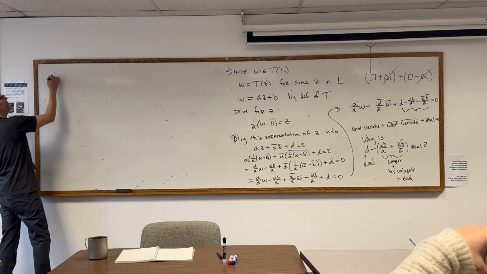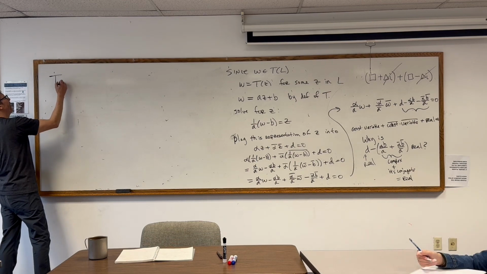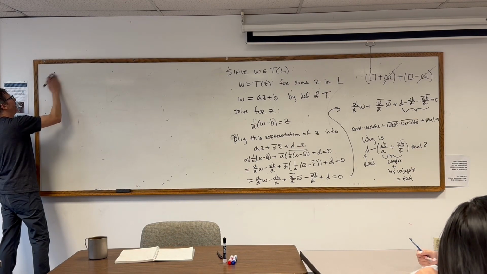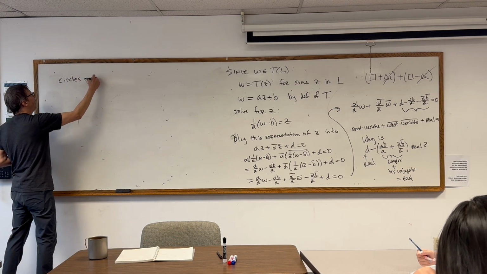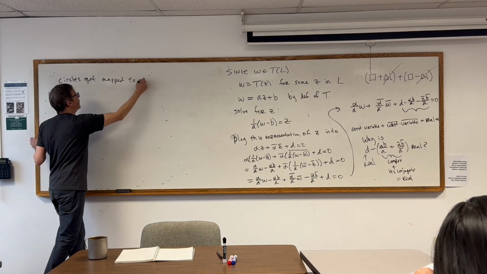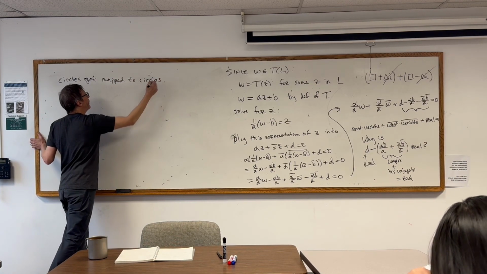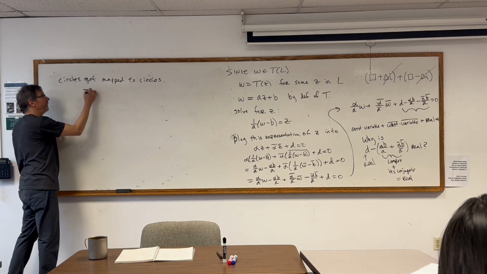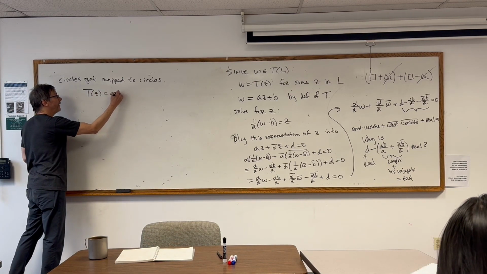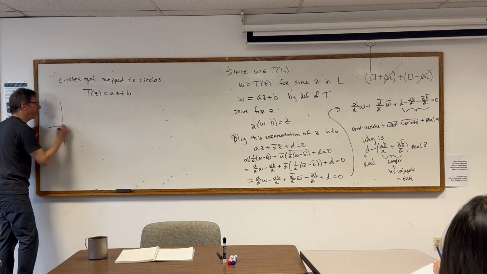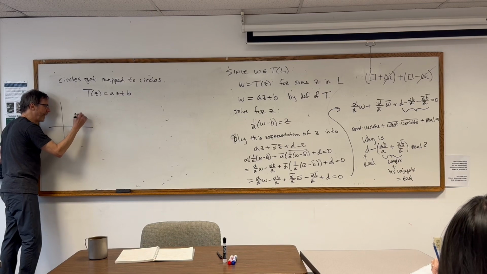Now let's do, this one is supposed to be a homework problem. We're gonna do it together. Circles get mapped to circles. I'm gonna need your help here. Let's start with the circle. So we're gonna do T of Z is good old AZ plus B. Somebody help me. Here's a circle. Here, I'll draw one. It's got C naught.